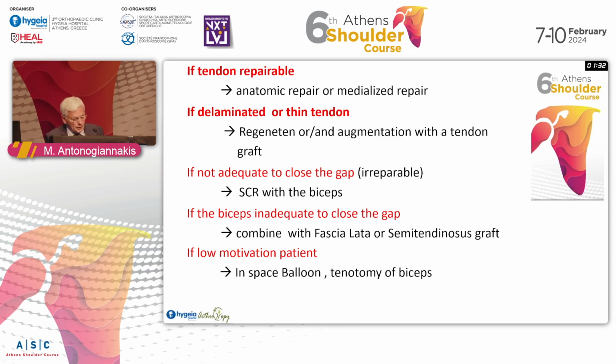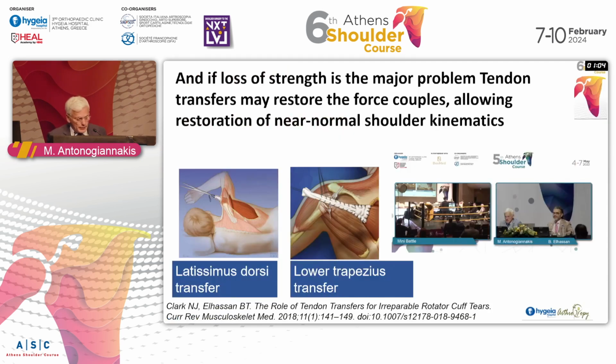If we have a patient that is of low motivation, a patient that can't follow the rehabilitation program, can't follow the period that is needed, doesn't have the resilience needed, then do something simple. In-space balloon, tenotomy, just tenodesis of biceps, something that is going to minimize the pain and make the function possible in a quicker state. And of course, when you don't have motors, you need motors. Try to bring more motors into play.